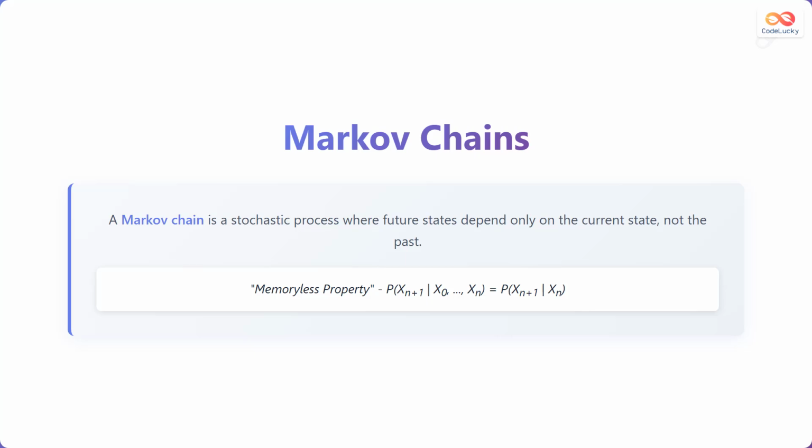The memoryless property of Markov chains can be expressed as the probability of X_{n+1}, given X_0, X_1, up to X_n, equals the probability of X_{n+1}, given X_n. This means that the probability of the next state, X_{n+1}, depends only on the current state, X_n, and not on any of the previous states.